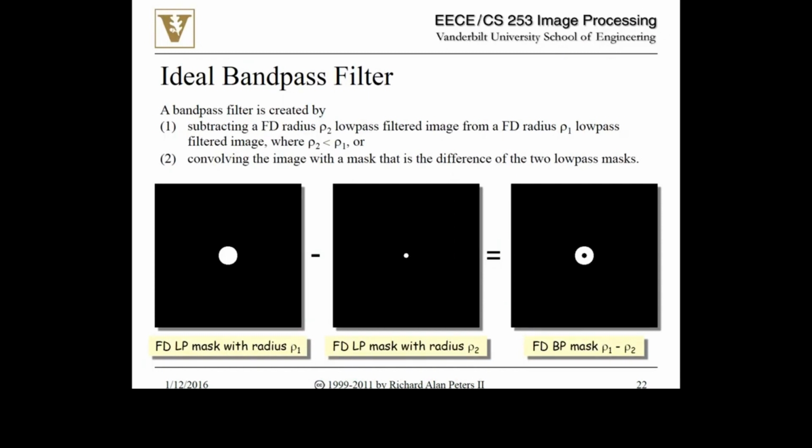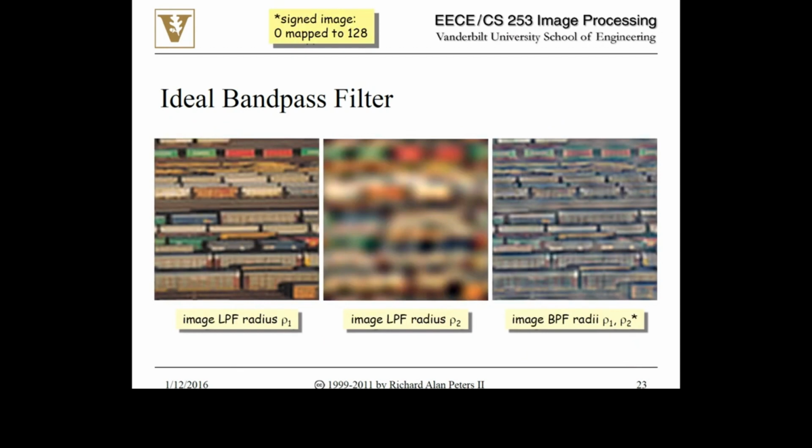So we have a wider low pass filter minus a narrower low pass filter. And then the disk in between will be my band pass. Okay, so here you have the example. Which of the two has a narrower cutoff frequency? Both are low pass filters, but one has a cutoff frequency that is smaller than the other one.